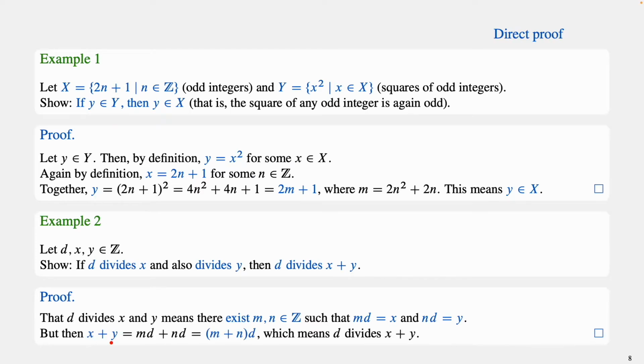Let's do this. We take x plus y and plug in these expressions here. So we have m times d for x and n times d for y. And then we can take out the d here, and we get m plus n in parentheses times d. Yeah, and then we're done. We see that d times this number here gives x plus y, which means nothing but d dividing x plus y. And again, we're done. This is what we wanted to prove.